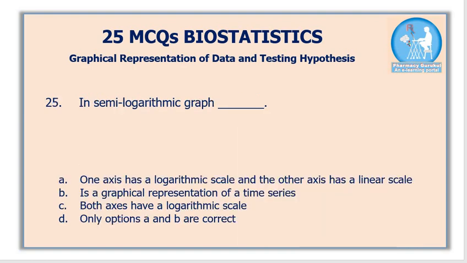Question number 24. The below image is an example of, and the correct answer is option C. Ogive curve. Question number 25. In semi-logarithmic graph, and the correct answer is option A. One axis has logarithmic scale and other axis has linear scale.